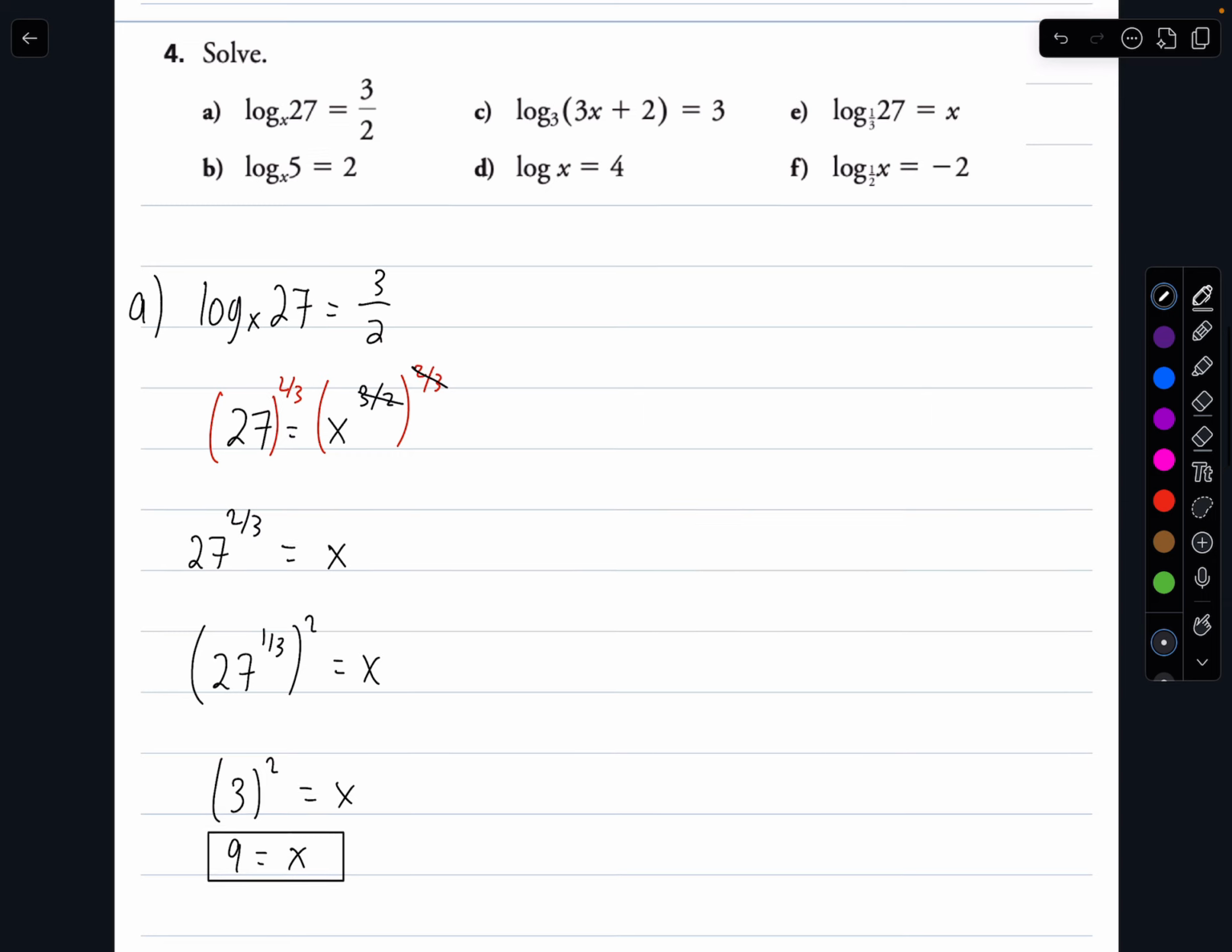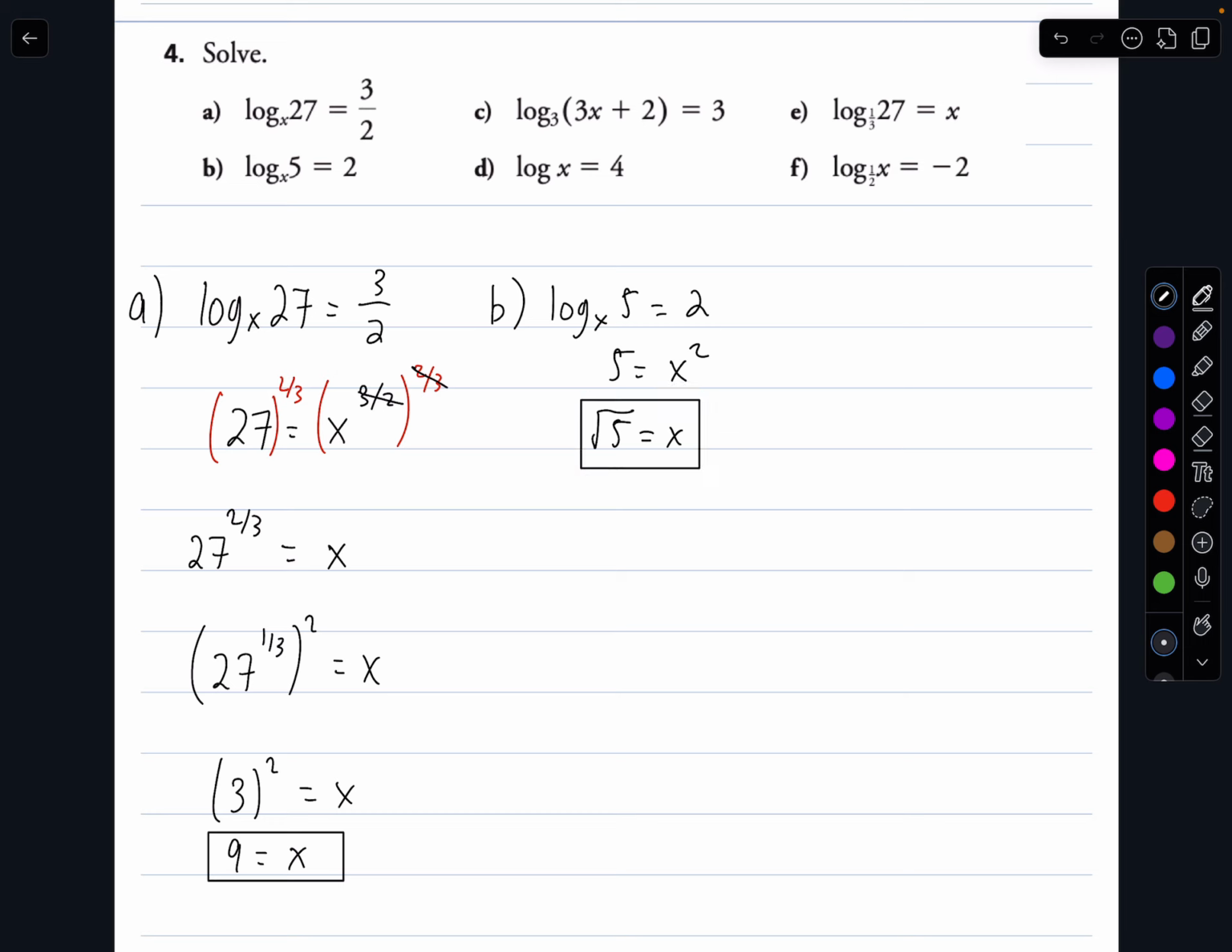Let's look at B. B says log base x of 5 is equal to 2. So 5 is equal to x squared. How do we solve this? All we got to do is square root both sides. So I can say root 5 is equal to x. And there you have it. That's your answer for B.